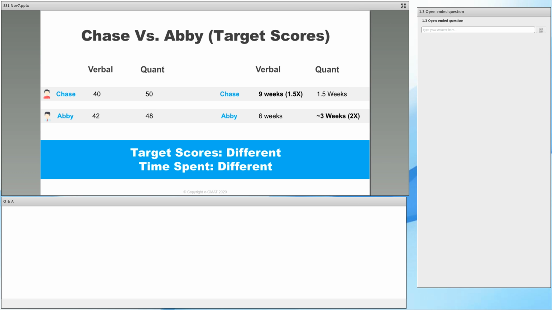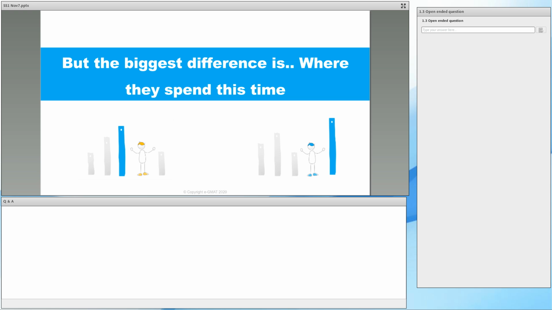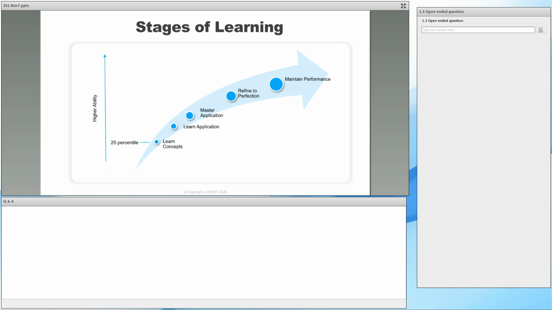All right. So again, their target scores are different. Their time spent on each of these subsections is different. But that's not the biggest difference over here. The biggest difference is where they actually spend this time overall.